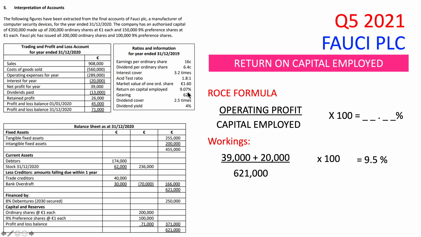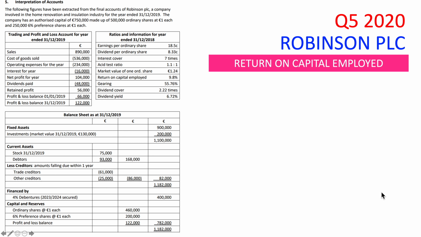Now, last year's was 9.07, and that then is a positive trend. So it's just jumped up by 0.43. So that is really good. So we're happy about that. That's above the rate of the debentures. It's above the rate of the preference shares. It's above the return on capital employed from last year. So everybody be happy with that.